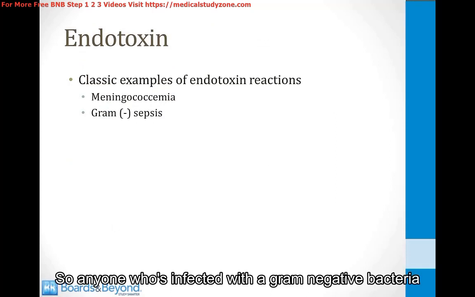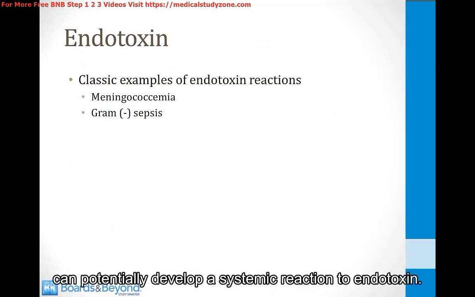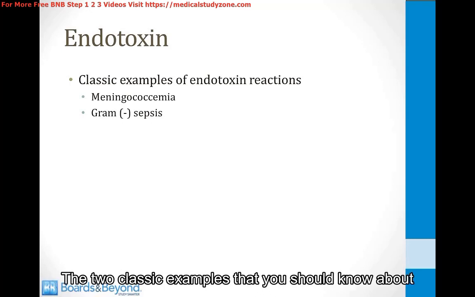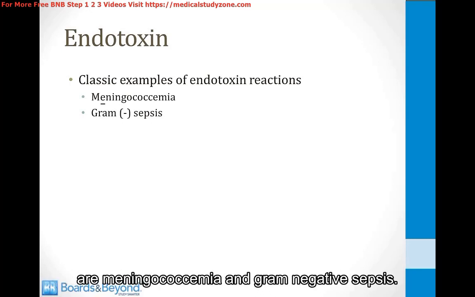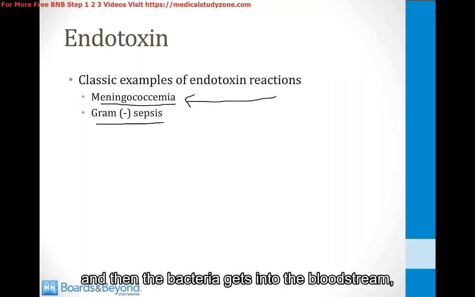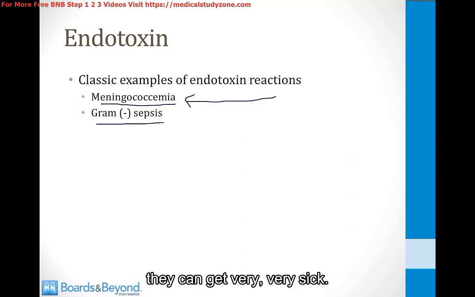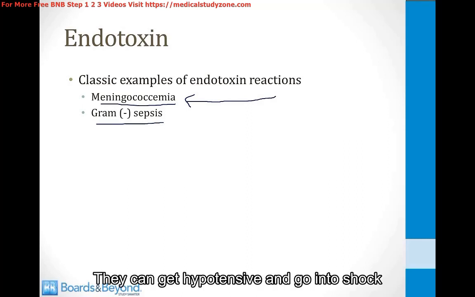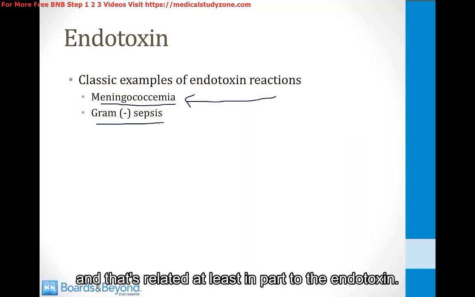So anyone who's infected with a gram-negative bacteria can potentially develop a systemic reaction to endotoxin. But two classic examples that you should know about are meningococcemia and gram-negative sepsis. So when people have meningitis from Neisseria meningitidis and then the bacteria gets into the bloodstream, they can get very, very sick. They can get hypotensive and go into shock, and that's related at least in part to the endotoxin.